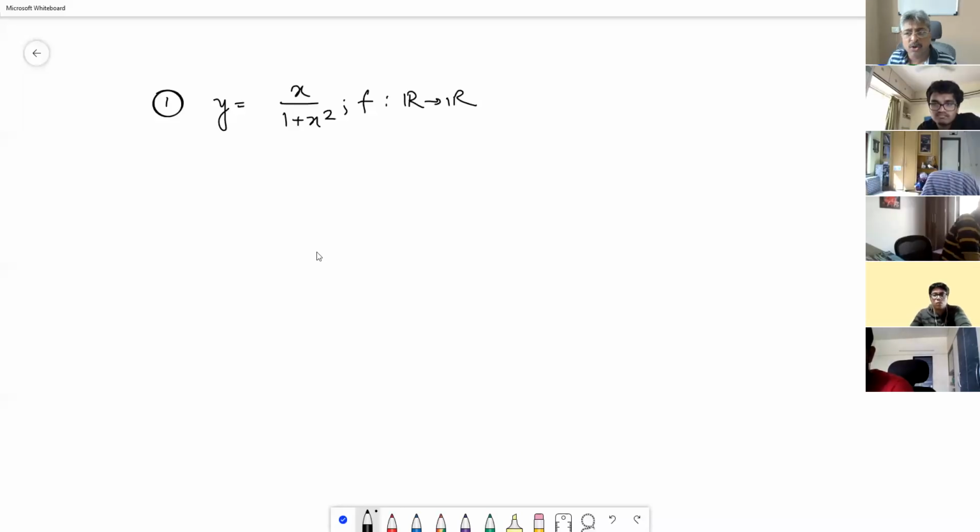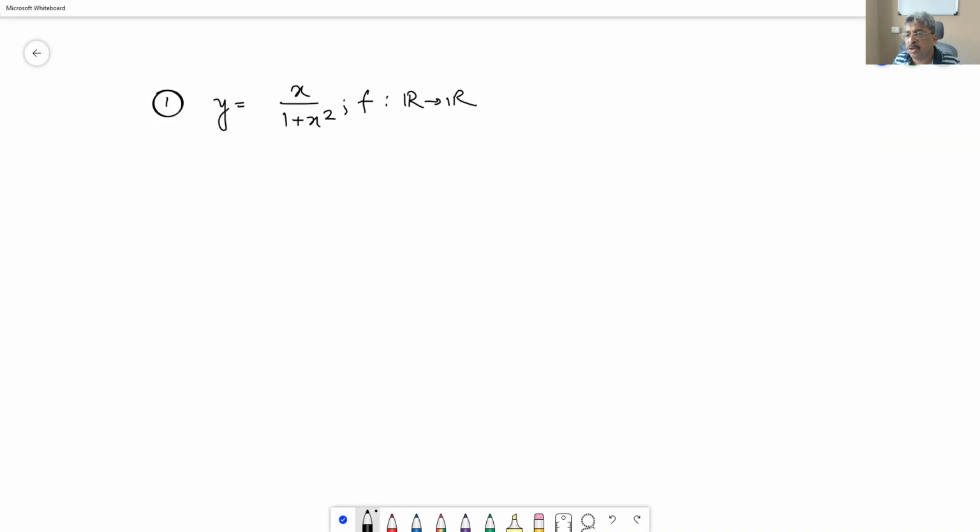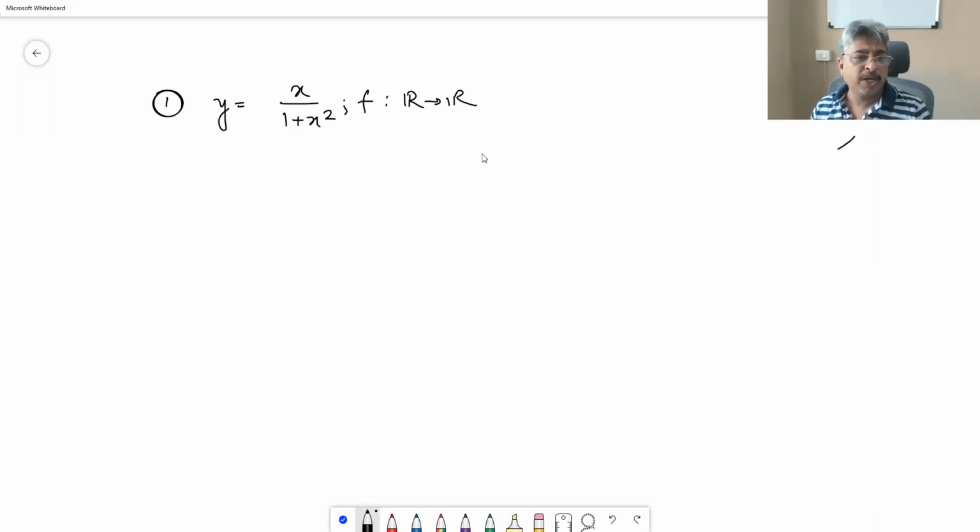Today we are again drawing different curves. We have drawn some easy polynomial type of curves last lecture. So let us begin. First graph is y is equal to x upon 1 plus x square, and you have to draw it for all values of x. That is, x belongs to real numbers.